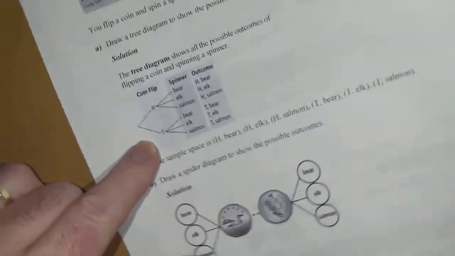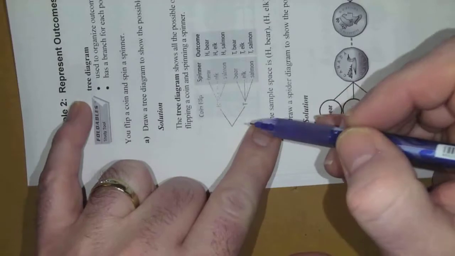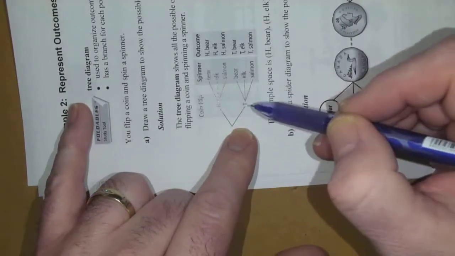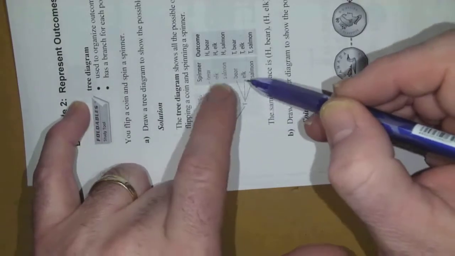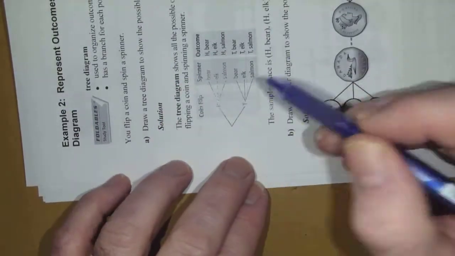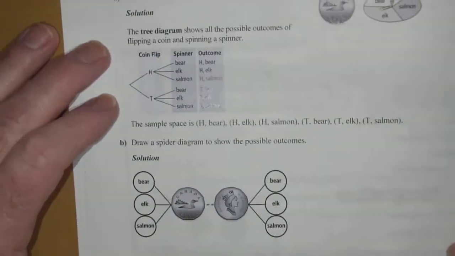If you were to turn this on its side, you see it sort of looks like a tree with branches. It splits here and then these split again. And so those are branches of a tree. And so that's why we call this a tree diagram.